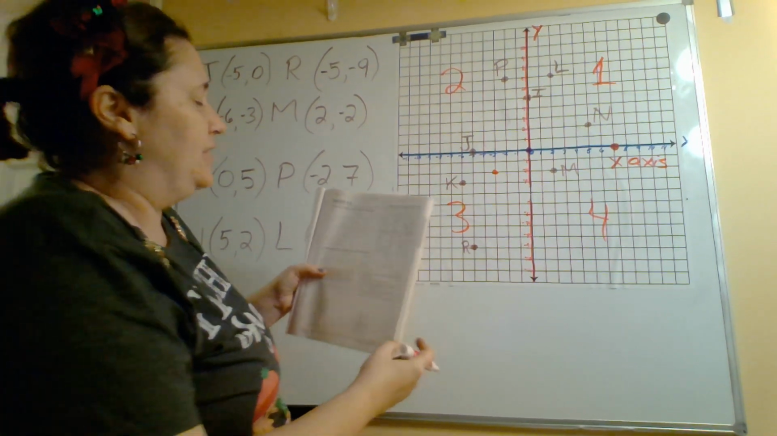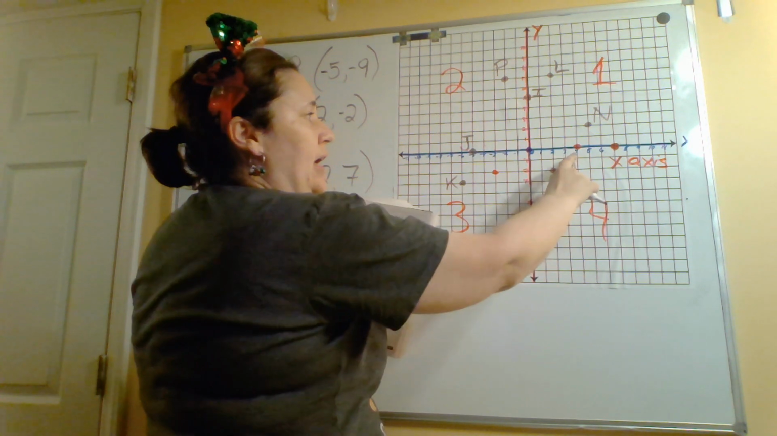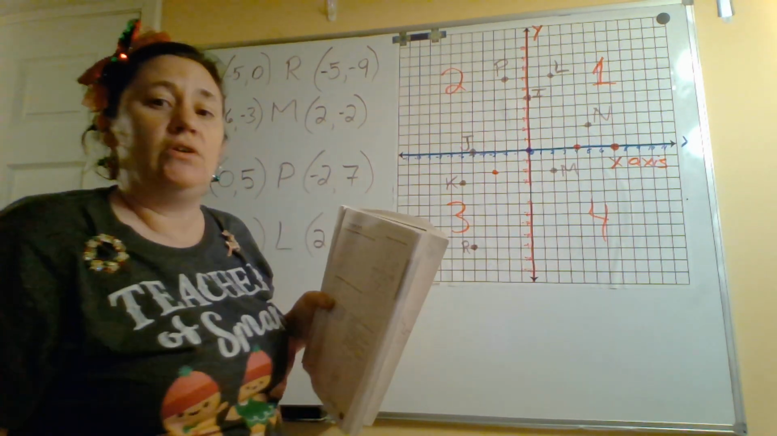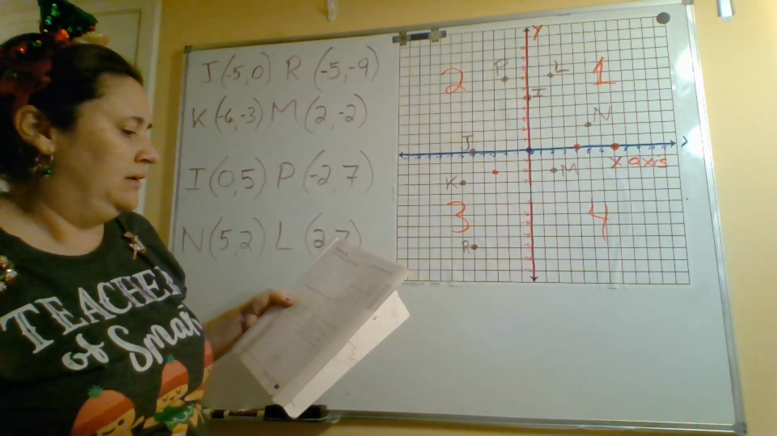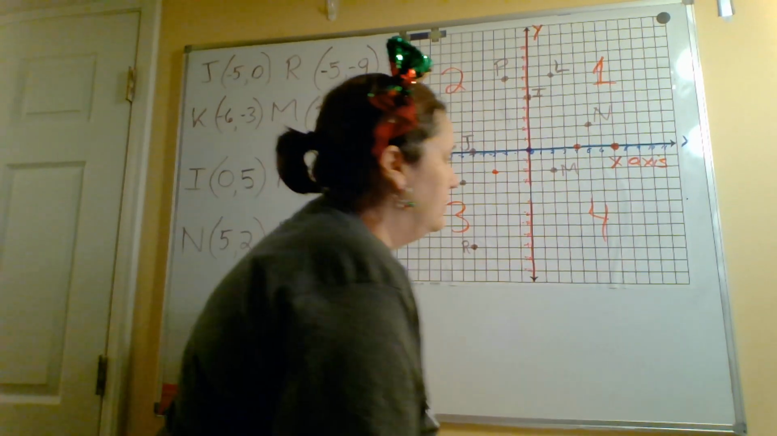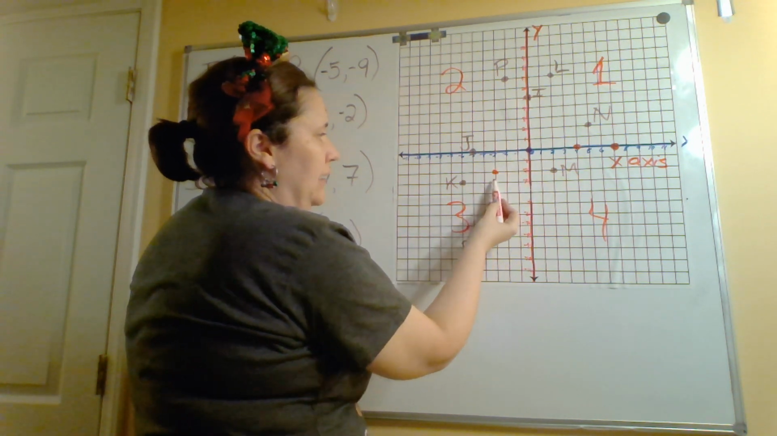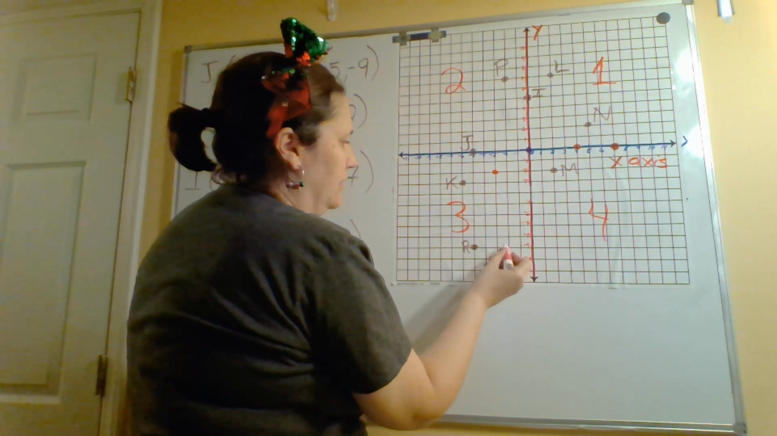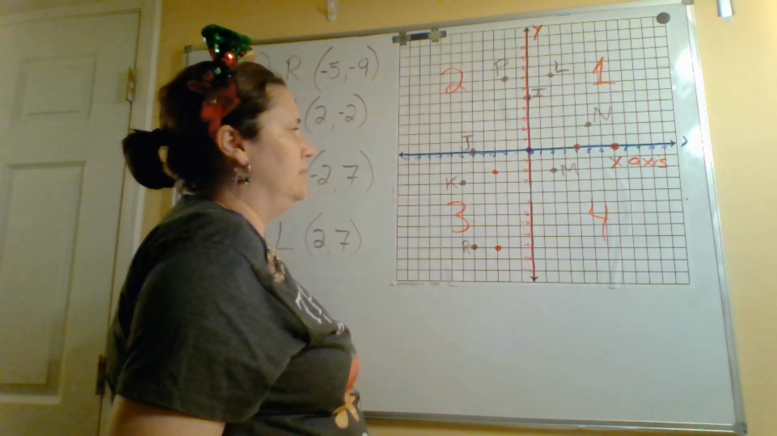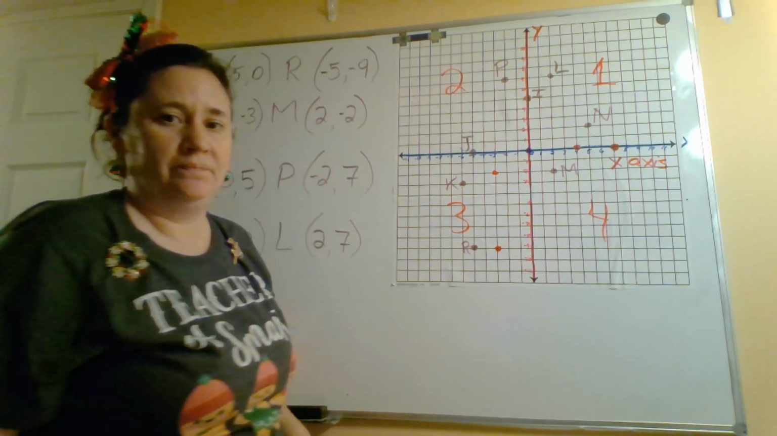Same with number 11. It's 4, 0. That means go over 4. Don't go up or down. It's not in a quadrant. It's on the x-axis. Number 12 is -3, -9. Start at the origin and go -3 and go -9. Right there. So that is quadrant 3.